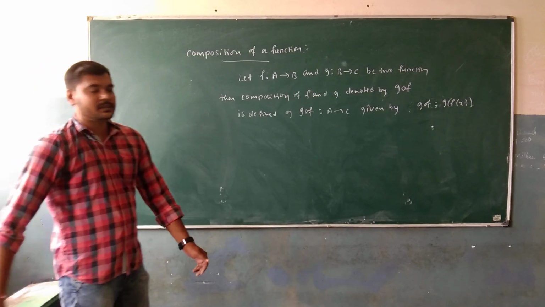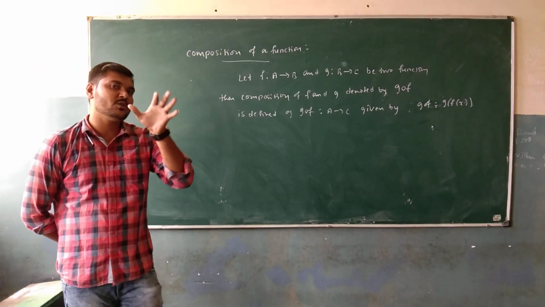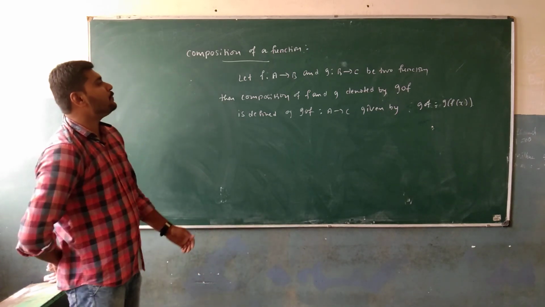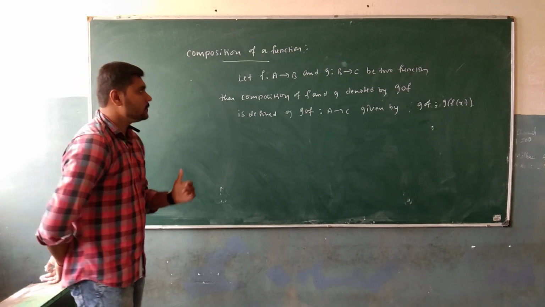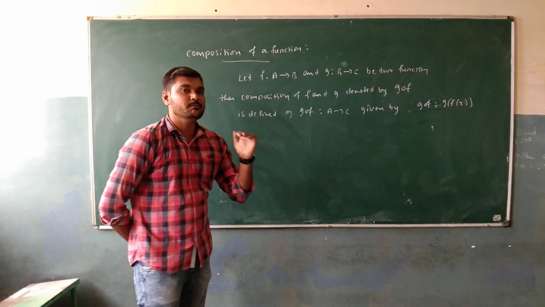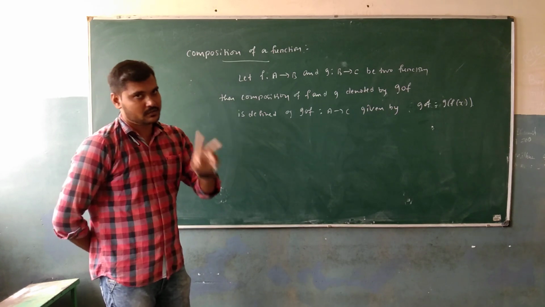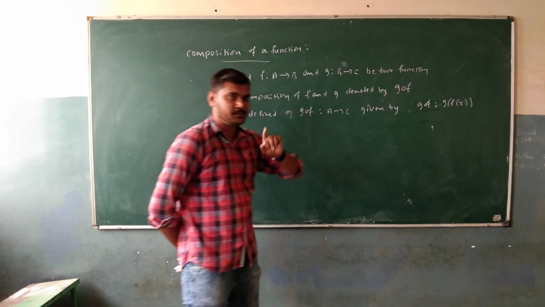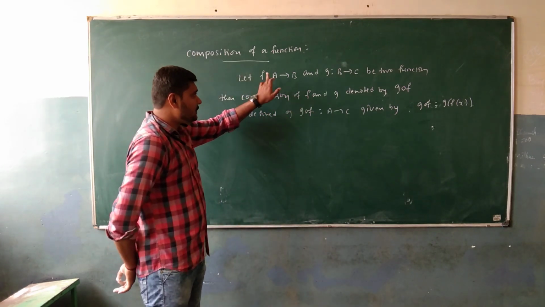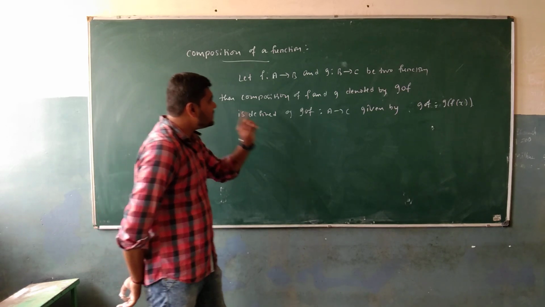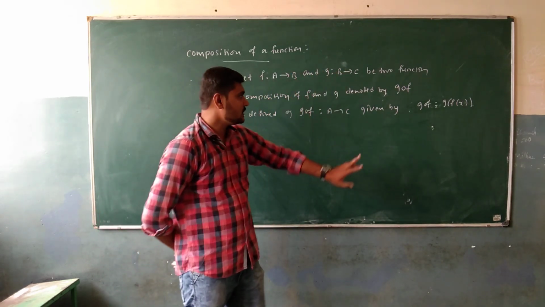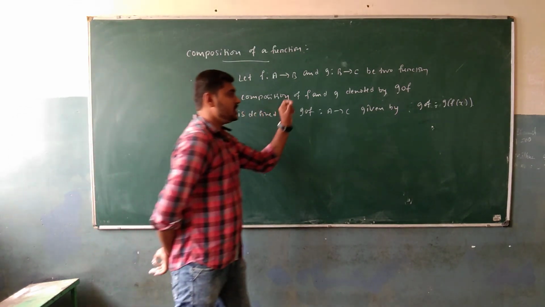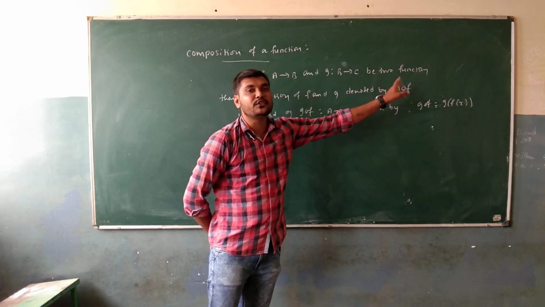So the next concept is the composition of a function. This is going to be the most important concept among your functions. The definition says: let f from A to B and g from B to C be two functions. f from A to B is the first function and g from B to C is going to be the second function. Then the composition of f and g is denoted by g of f, or gof.